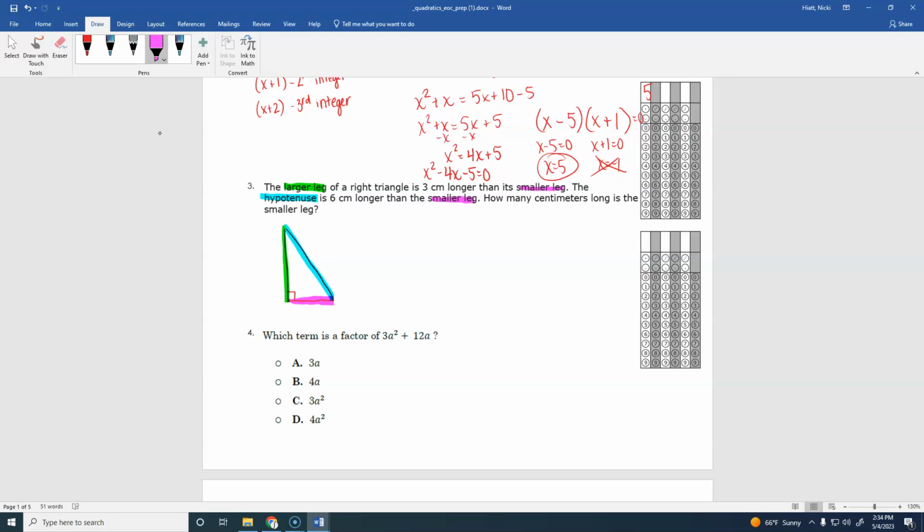We don't know what any of the sides are, but I'm going to call the smaller leg X, since I don't know what it is. So if this is X, what can I label the longer leg here? X plus 3. Very good. What could I label the hypotenuse? X plus 6. Okay. Does that make sense so far? Alright. What can I do now?